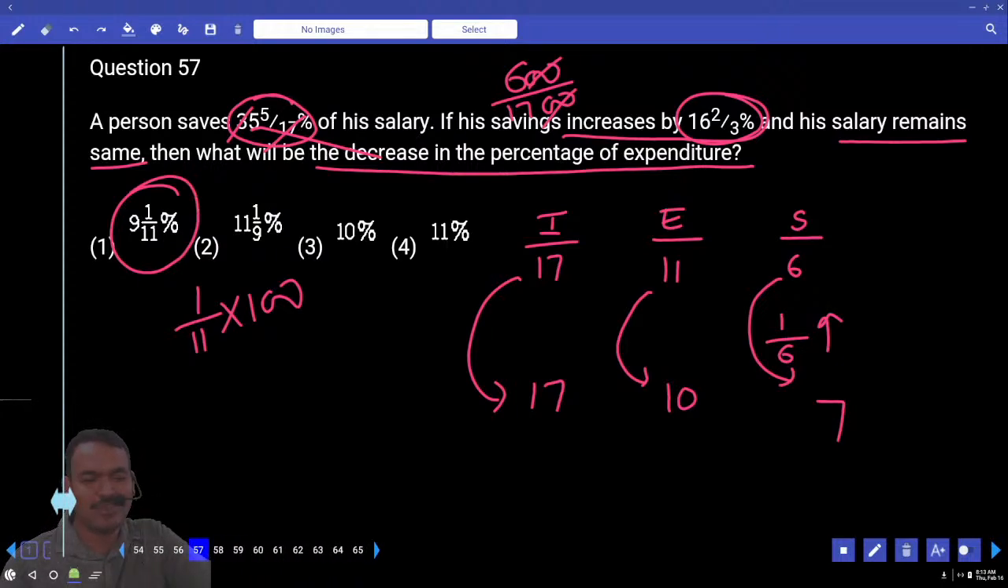If you know the fraction values, the questions are easy. 35 by 17% converted to fraction.